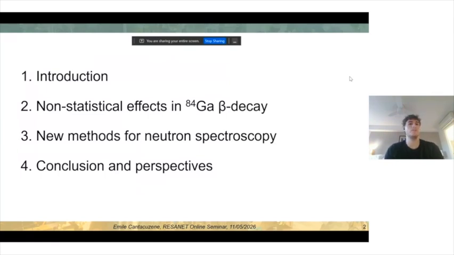Then I'll give you some results I've obtained, on non-statistical effects in gallium-84 beta-decay. So hopefully at the end of the introduction, you will understand what this means. Then I'll talk about new methods we developed for neutron spectroscopy. So basically, we found new ways of measuring neutron energy by using detectors that were not meant for this purpose initially. And finally, I'll give you some conclusion and perspective.